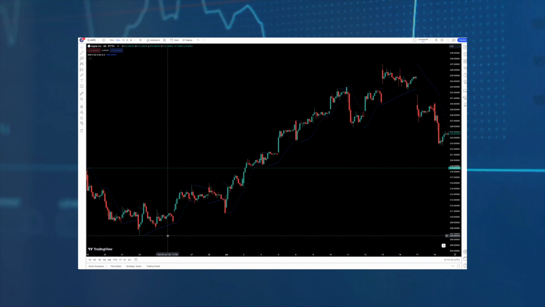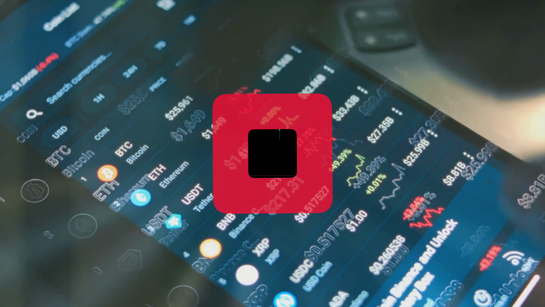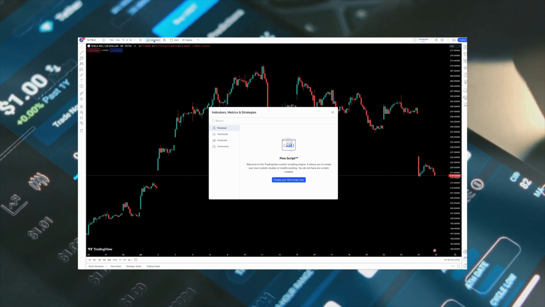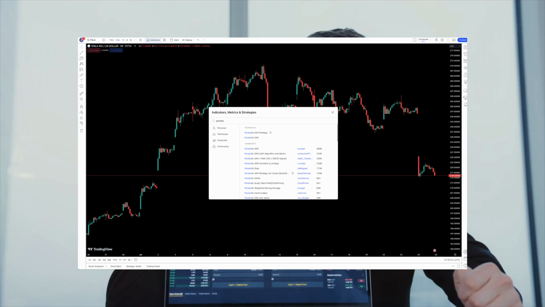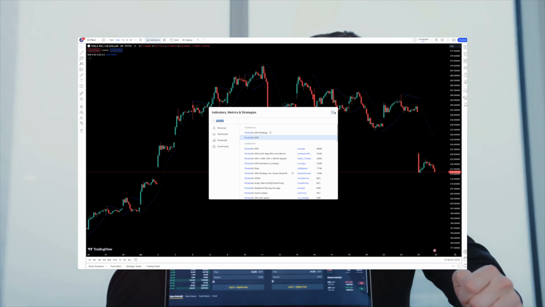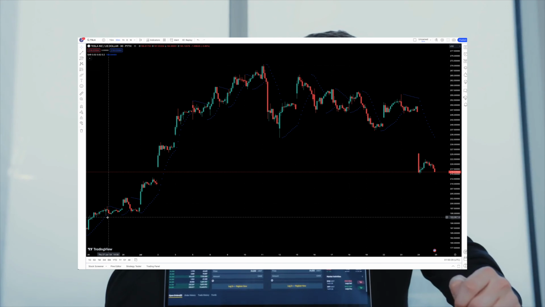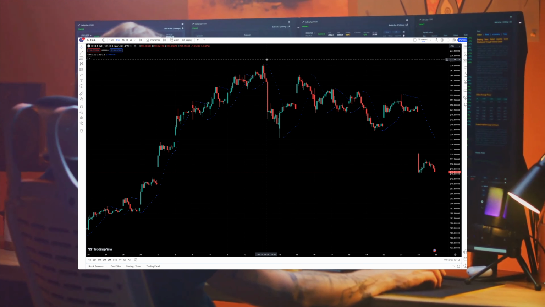Most trading platforms come equipped with the Parabolic SAR indicator. Here's how to set it up. Navigate to your charting software and locate the indicator section. Select Parabolic SAR. The default settings are usually a step of 0.02 and a maximum value of 0.2. These can be adjusted based on your trading strategy and the asset's volatility.